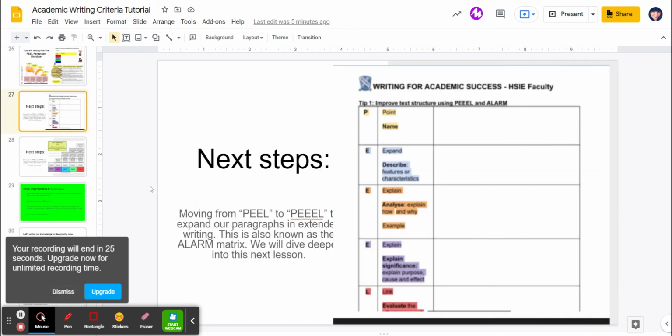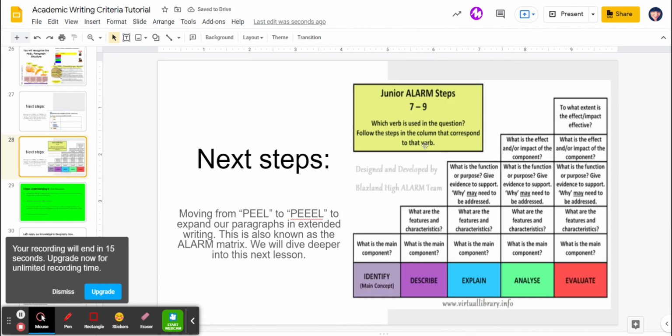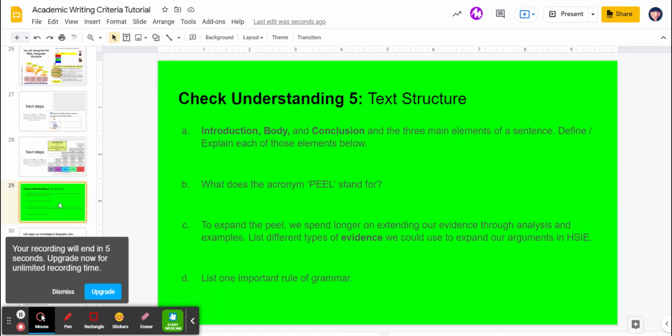To move our writing from appeal to appeal, we will examine next lesson how to use the ALARM matrix or the extended PEEL structure to compose a response. This is based on the ALARM framework developed by the Blaxland team and is known as the ALARM matrix. We will examine this further. For now, please complete the question to show your understanding.